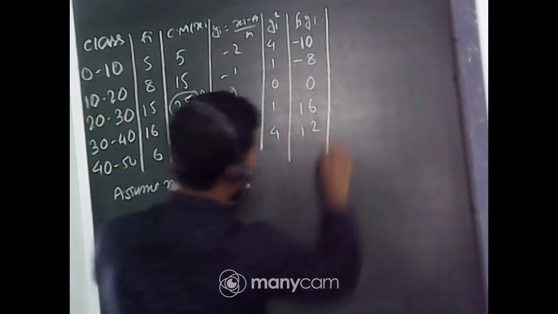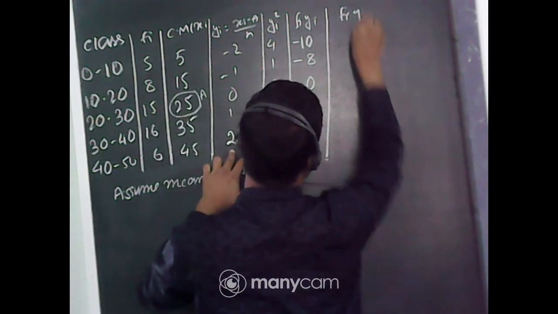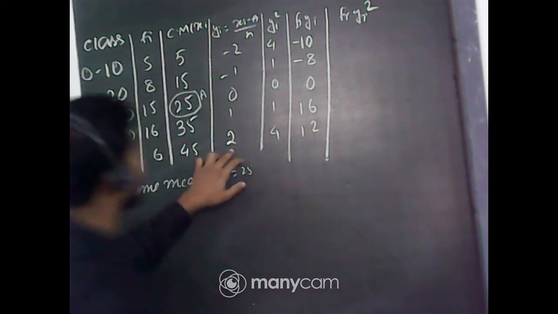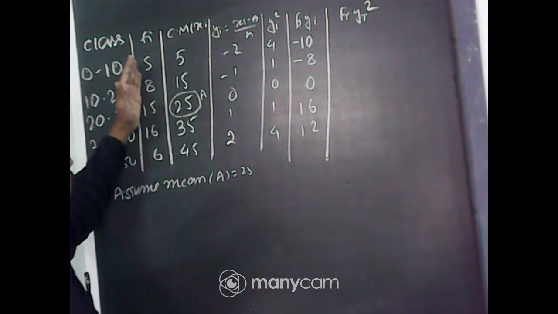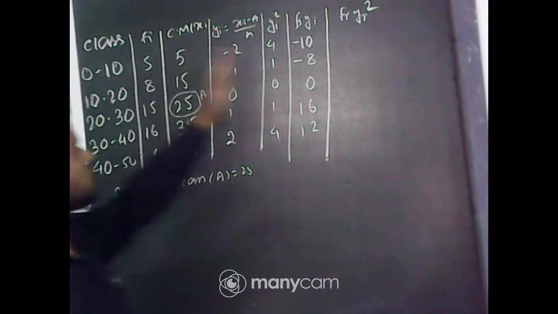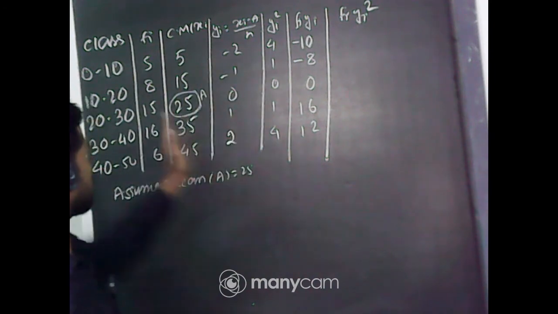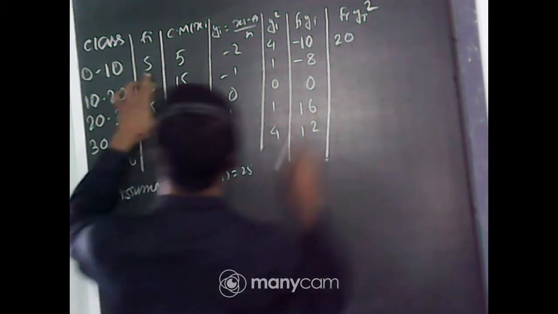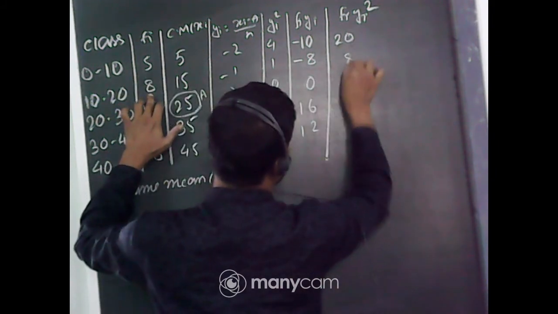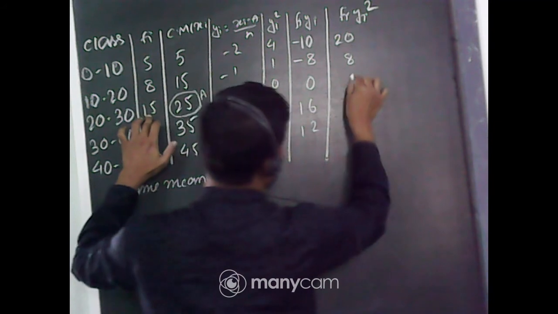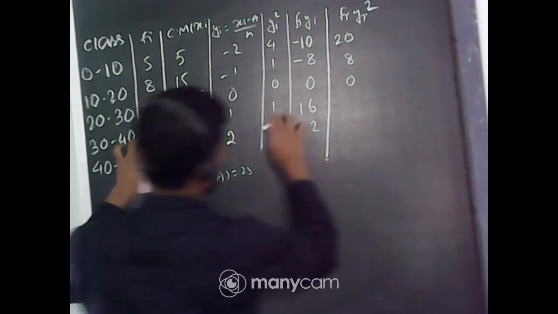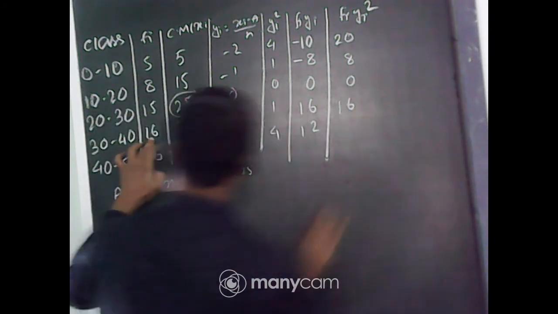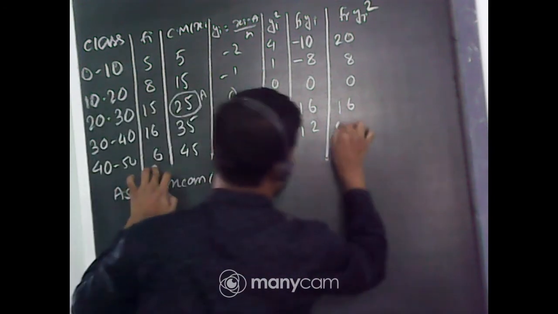And the last column is fi yi square. We have to multiply each element of fi with the corresponding element of yi square. So do the multiplication. 5 into 4 is 20. 8 into 1 is 8. 15 into 0 is 0. 16 into 1 is 16. And 6 into 4 is 24.